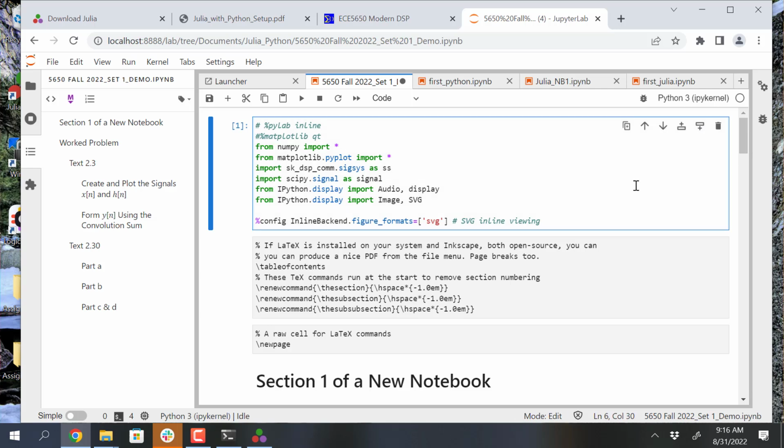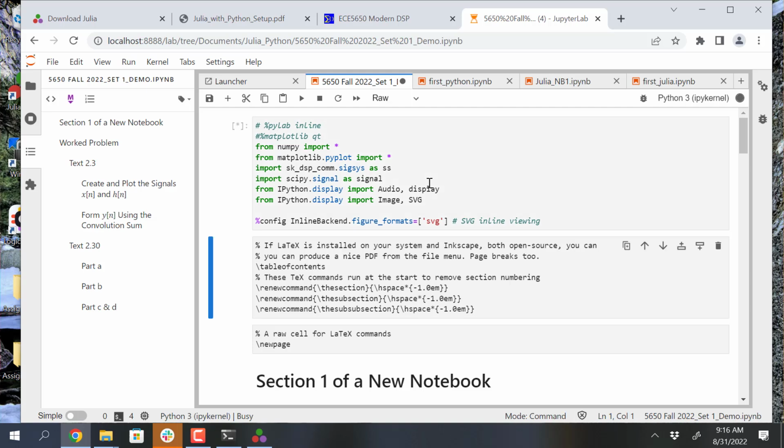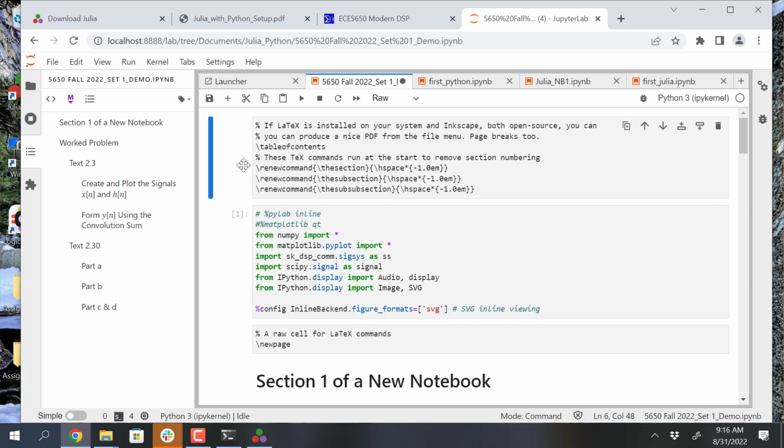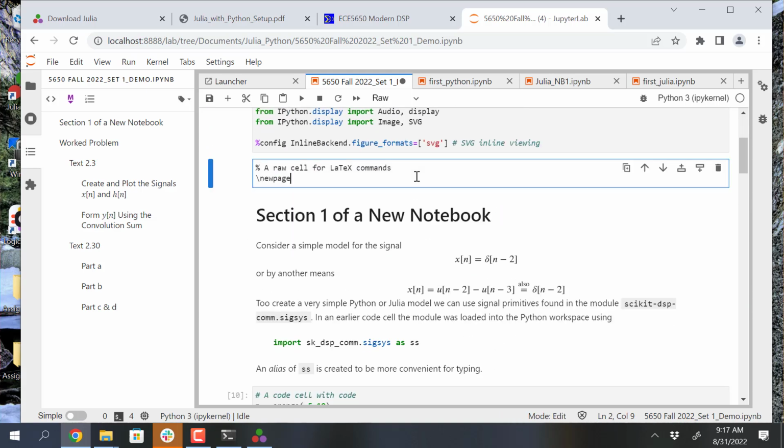At any rate, I have a bunch of things that I run here: import NumPy, import graphics, import SigSys from my signals and systems package, and then I'm importing scipy.signal. And then a couple of other things. I like to use scalable vector graphics because they're a lot sharper than the PNG graphics. This cell I moved down, I'm going to move it back up by just grabbing it. That puts a new page in, but it doesn't matter for here.